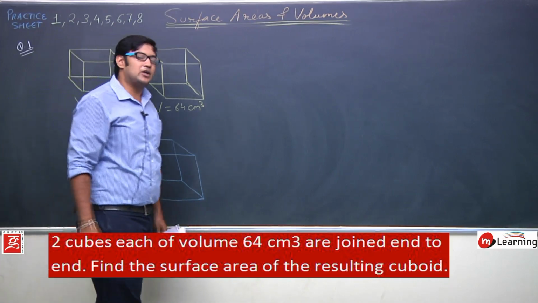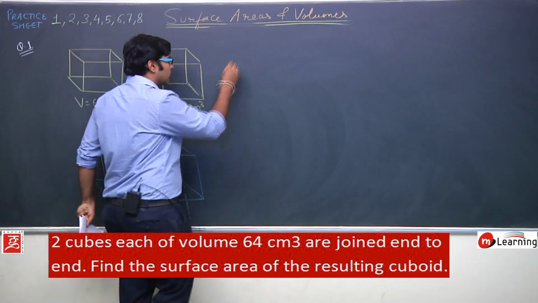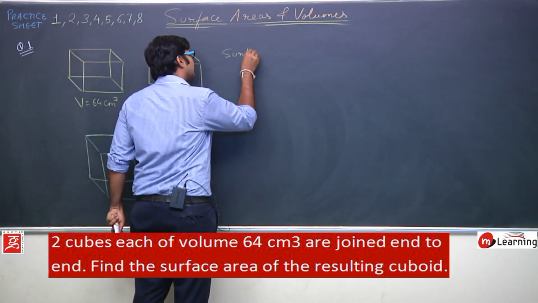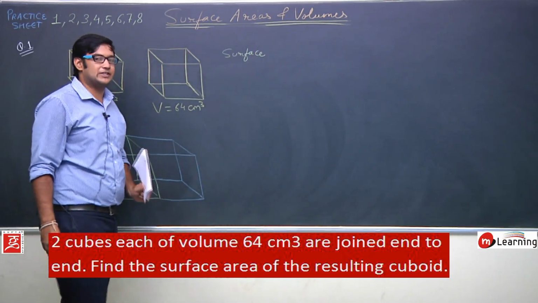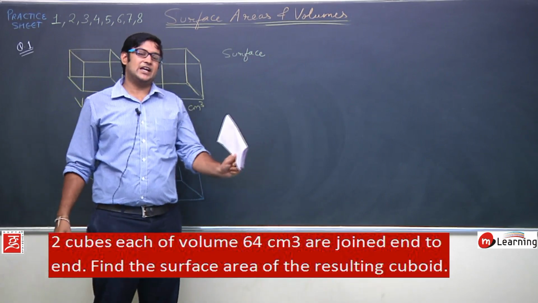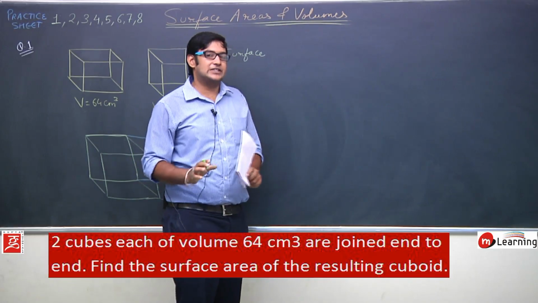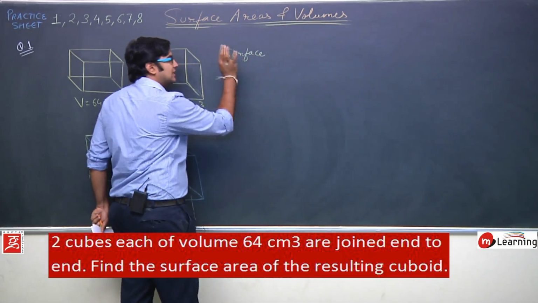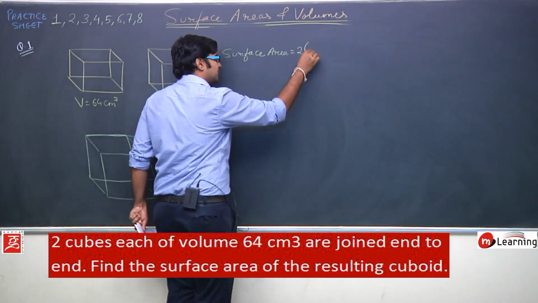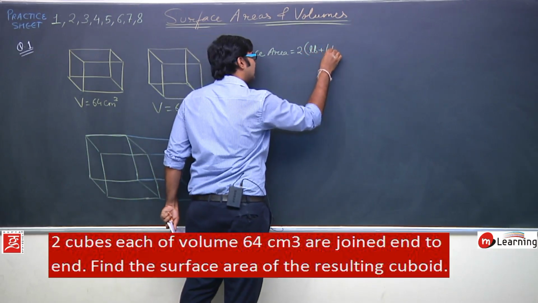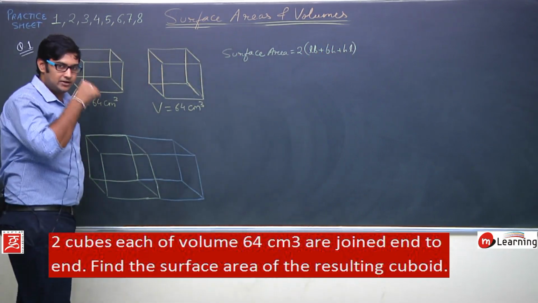Now what is the requirement to calculate the surface area? Please remember, if I am saying surface area, it means total surface area. If I say curved surface area, I will specifically speak about curved surface area. If it is just written surface area, then I will say total surface area. So the surface area of a cuboid is 2 times (L into B plus B into H plus H into L). This is the total surface area of a cuboid.